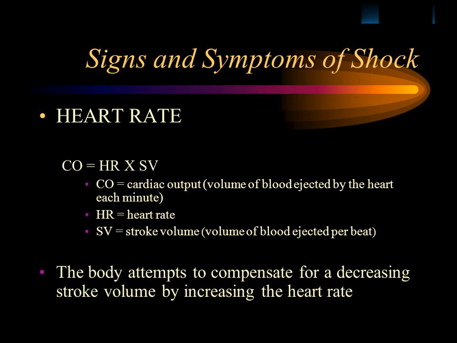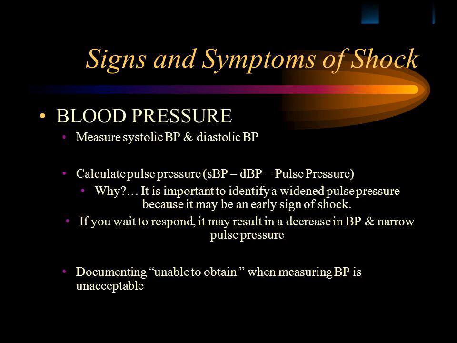Heart rate. CO equals HR times SV. CO equals cardiac output, the volume of blood ejected by the heart each minute. HR equals heart rate. SV equals stroke volume, the volume of blood ejected per beat. The body attempts to compensate for a decreasing stroke volume by increasing the heart rate.